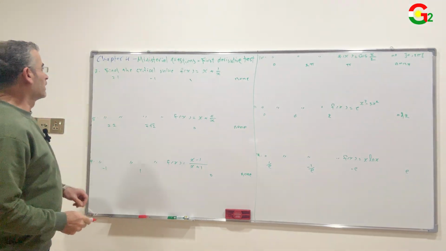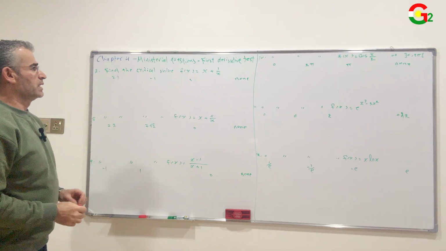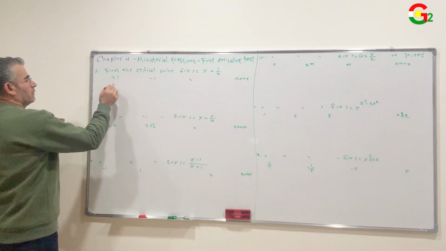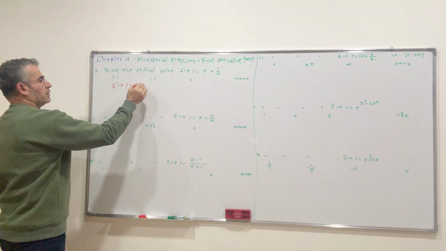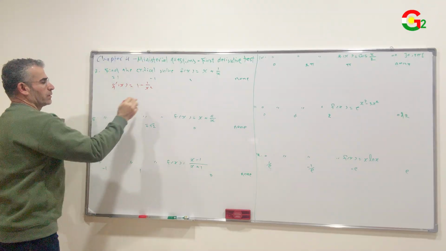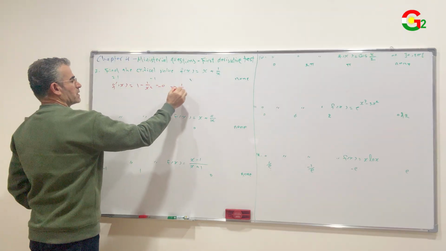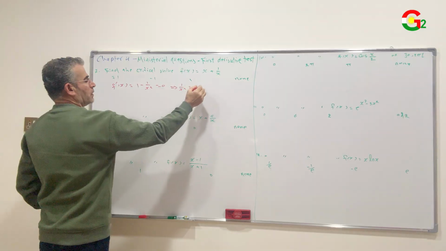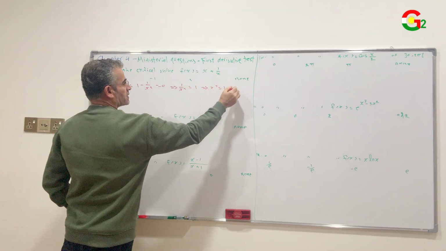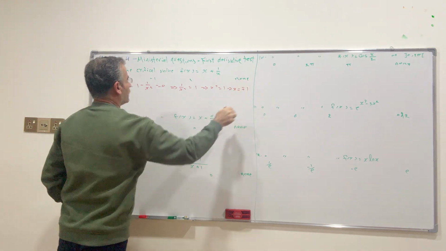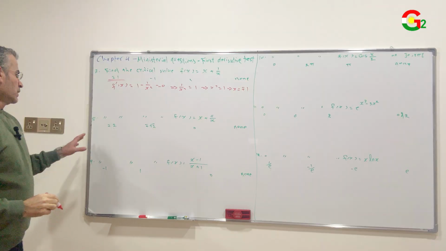Find the critical value of f of x equal x plus 1 over x. Find the derivative of this function, f prime of x equal 1 minus 1 over x squared. Set it equal to 0. Then 1 over x squared equals 1. Then x squared equals 1. Then x equals plus or minus 1. Choice A. Question number 8.